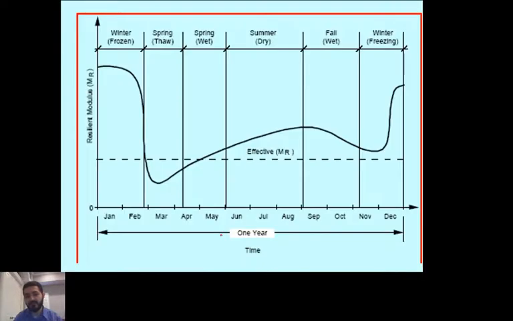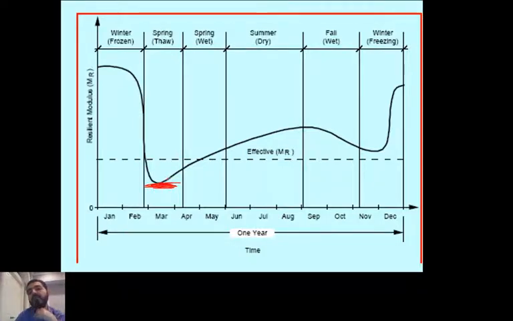Let's take a look at this picture here, which I just explained a few minutes ago. Resilient modulus, again, in the winter, January and February, is very high, and sometimes it's frozen. Even if it's not frozen, it's close to a freezing condition where the water inside the soil is pumping up the resilient modulus values. And then once we reach February, March, which is spring, the water is going to start to thaw, and we're going to experience a sudden drop in the resilient modulus somewhere in mid-March, early April, where we're going to see the lowest resilient modulus value.